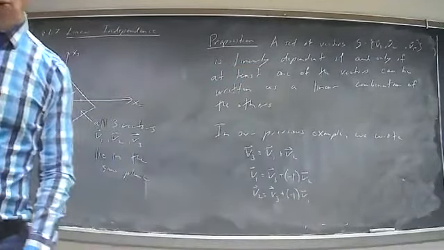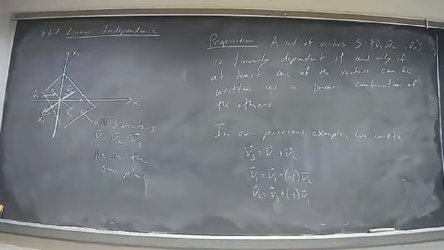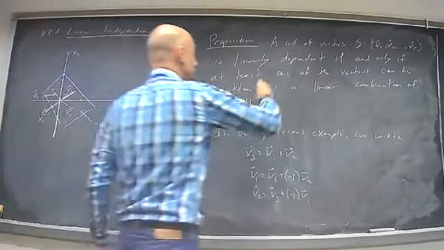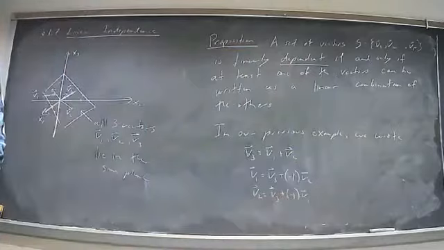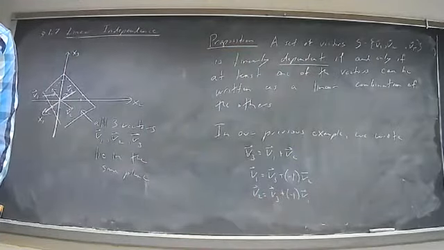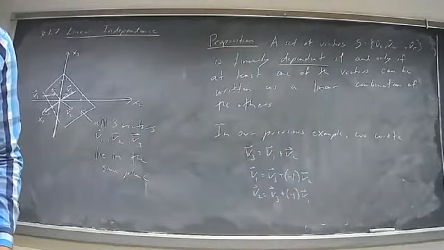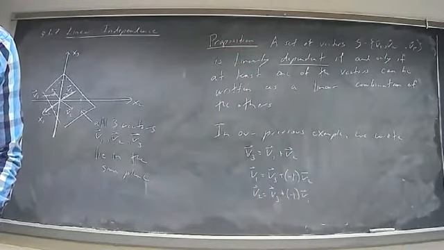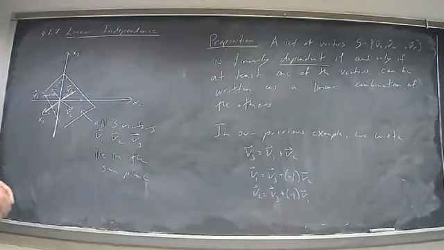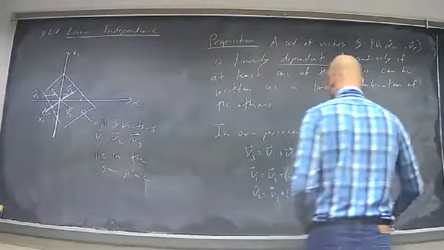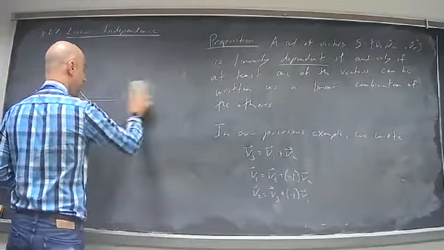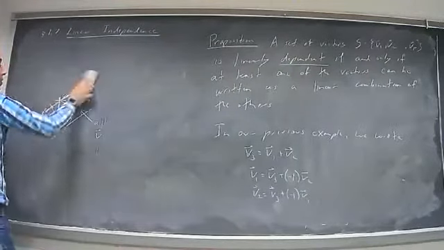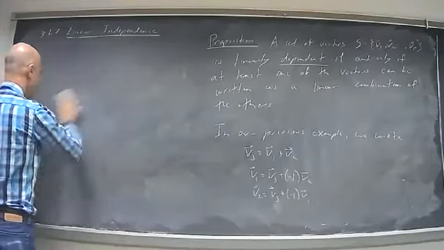So if there's at least one of the vectors that you can write as a linear combination of the others, the vectors are linearly dependent. Let me underline dependent. And let me write down another theorem, which hopefully the proof will be obvious to you. This one I think I will call a theorem.